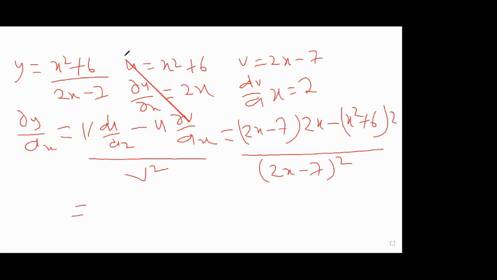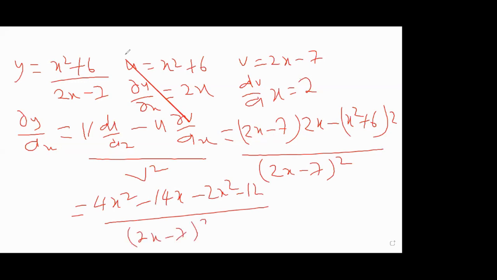Then what we do here, you expand this. When you expand this, 2s times 2s will give you 4s squared. We have 4s squared minus 14s. This will give minus 2s squared minus 12 all over 2x minus 7 all squared.